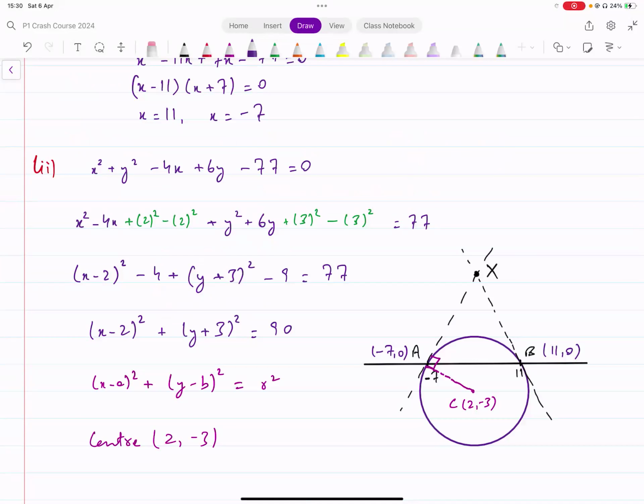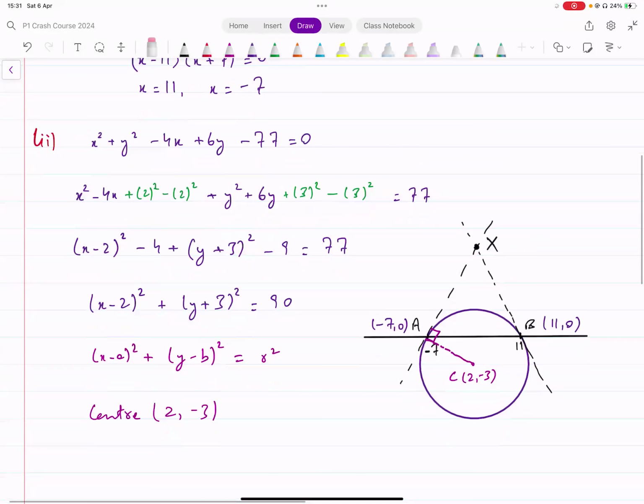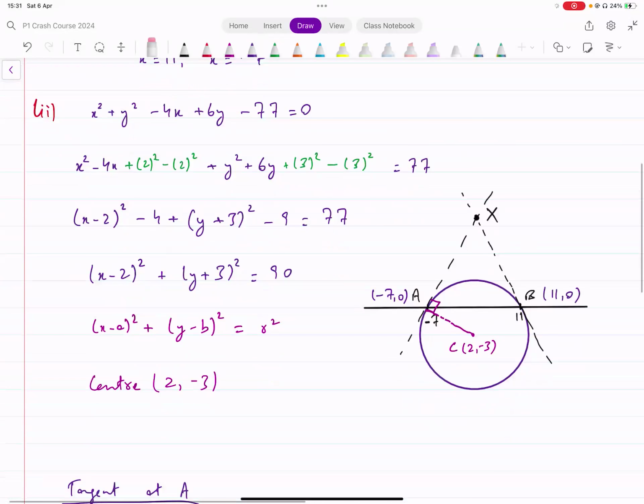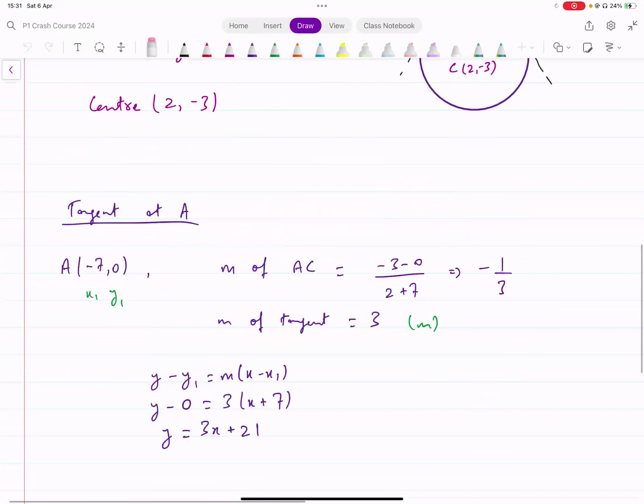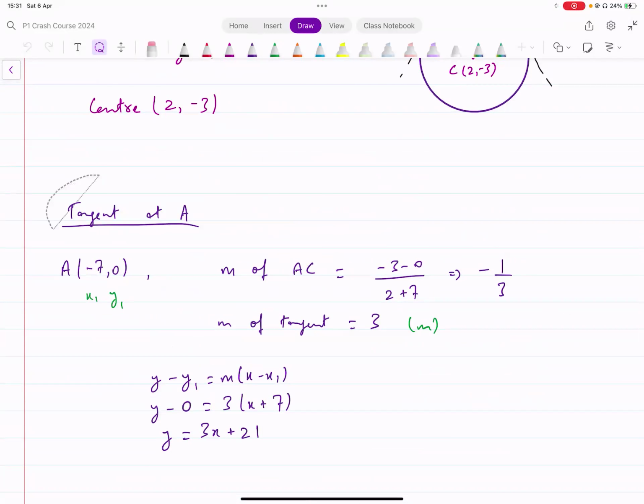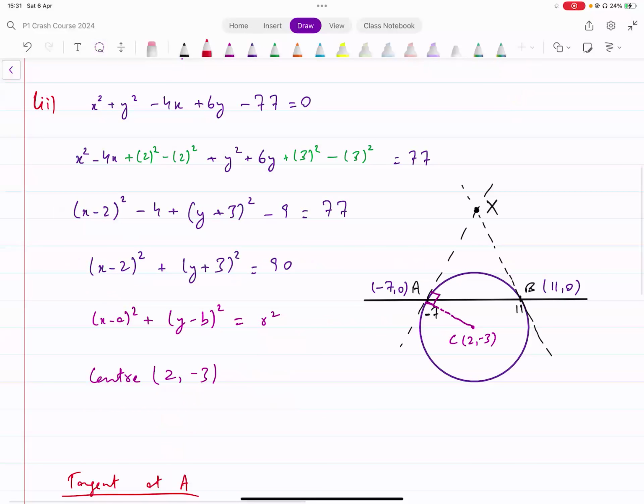We can find the equation of the other tangent as well in a similar manner, and then solve these two equations simultaneously to find the point x. Now, is there a quicker way of doing this? Do you think there's any quicker way of doing this? Can we find the point x without having to find the equation of the other tangent?